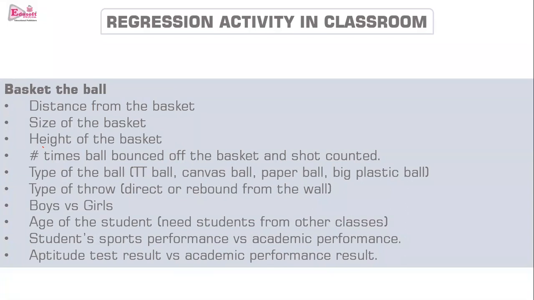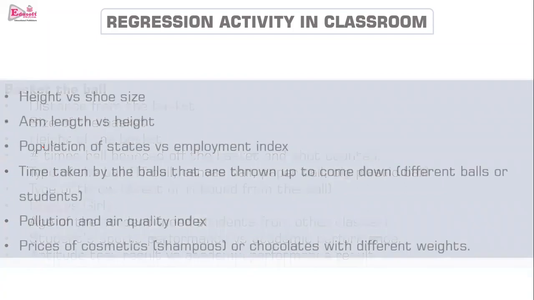Some other examples are students' sport performance versus academic performance. Some students are very good in sports, very average in academics. So you can analyze there. You took an aptitude test of the students, and then you took a test on the same concept, and the performance is different. So regression will help you in analysis. Some other examples I have given you here: you can give the task to the students to find out height and shoe size data, or the length of the arm and the height. That can be done inside the classroom.